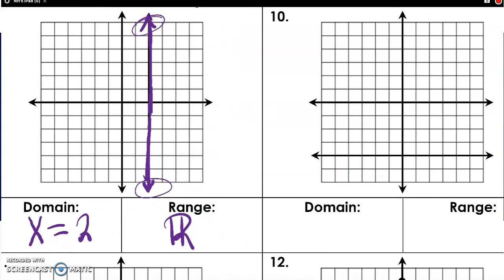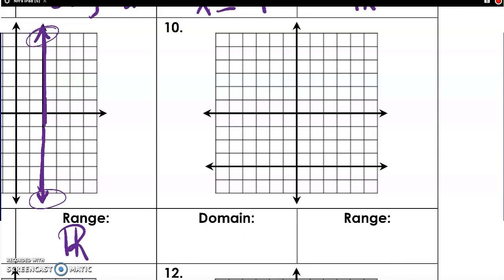So number 10, we should realize is just the opposite. We have an arrow left and we have an arrow right that never stops. So all real numbers for our domain. Our range, every single y value is -4. So y equals -4.